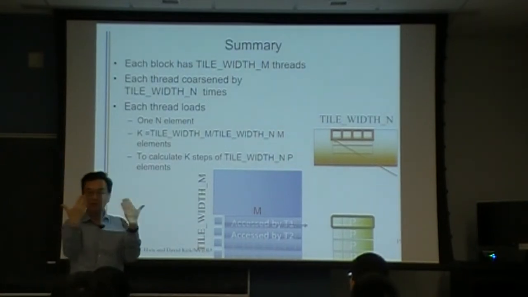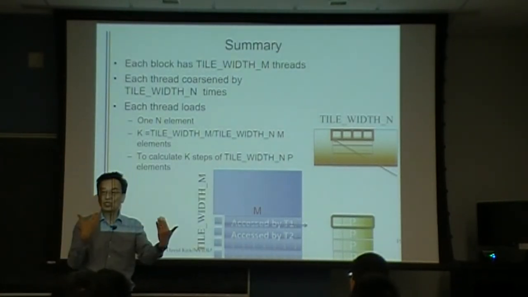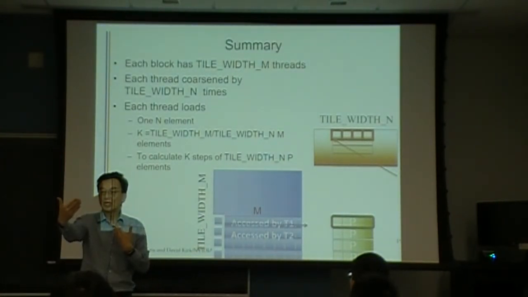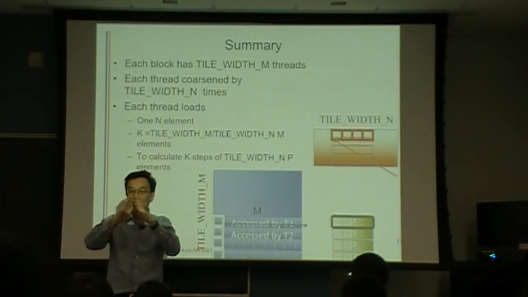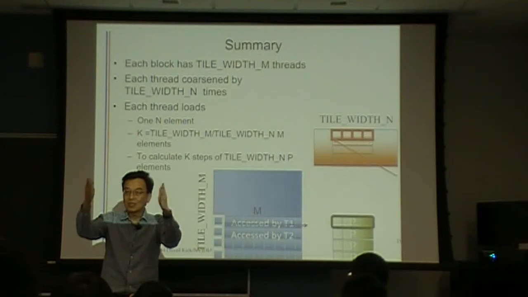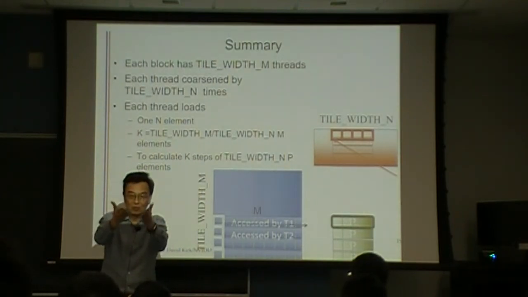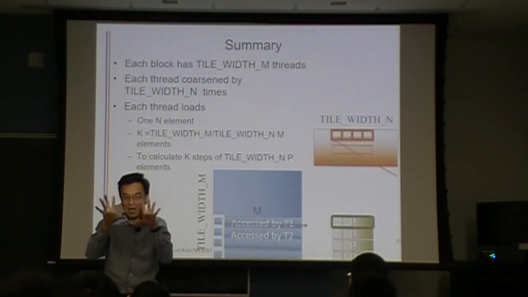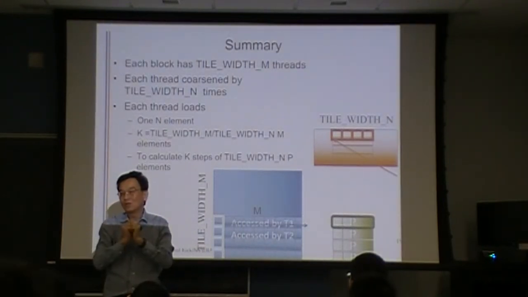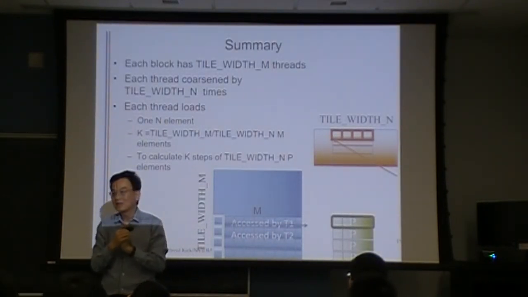How we put data into the registers versus shared memory, how you do the thread coarsening, and how you increase the number of elements in the shared memory to improve load balancing, reduce divergence, and now you have a balanced engineered code for this.